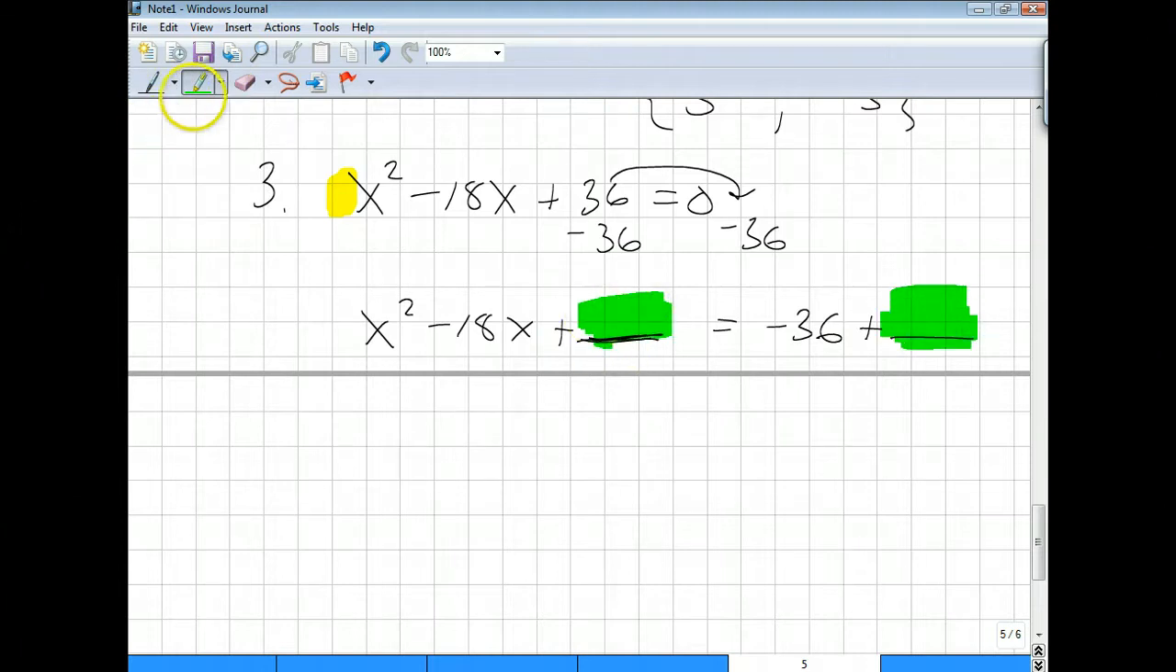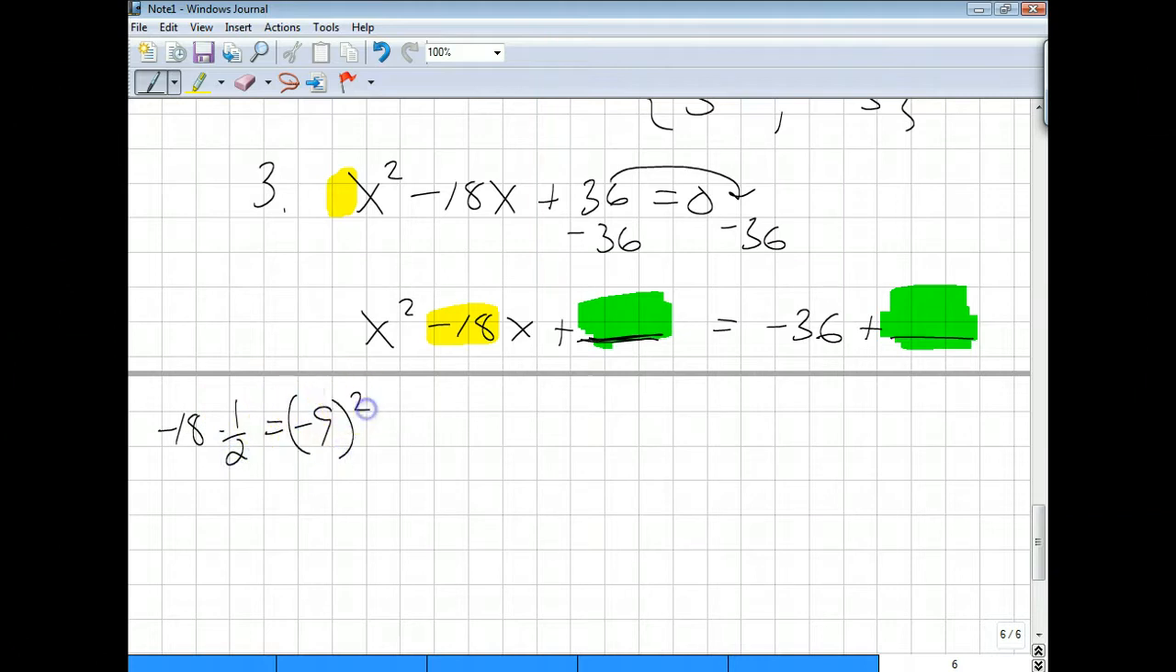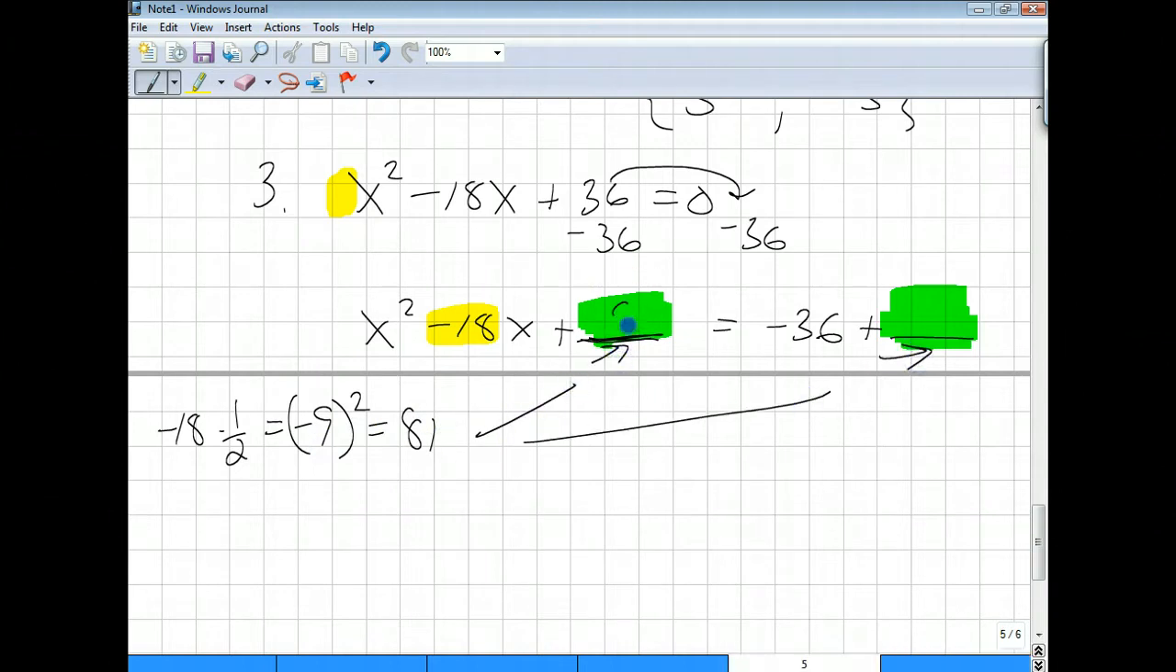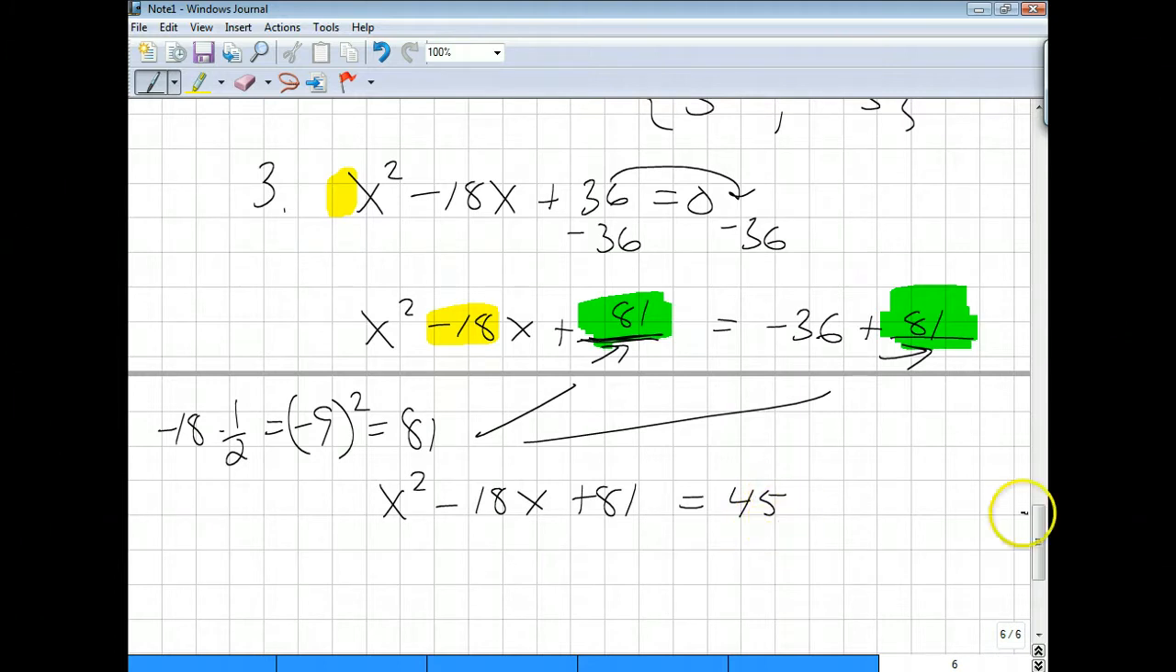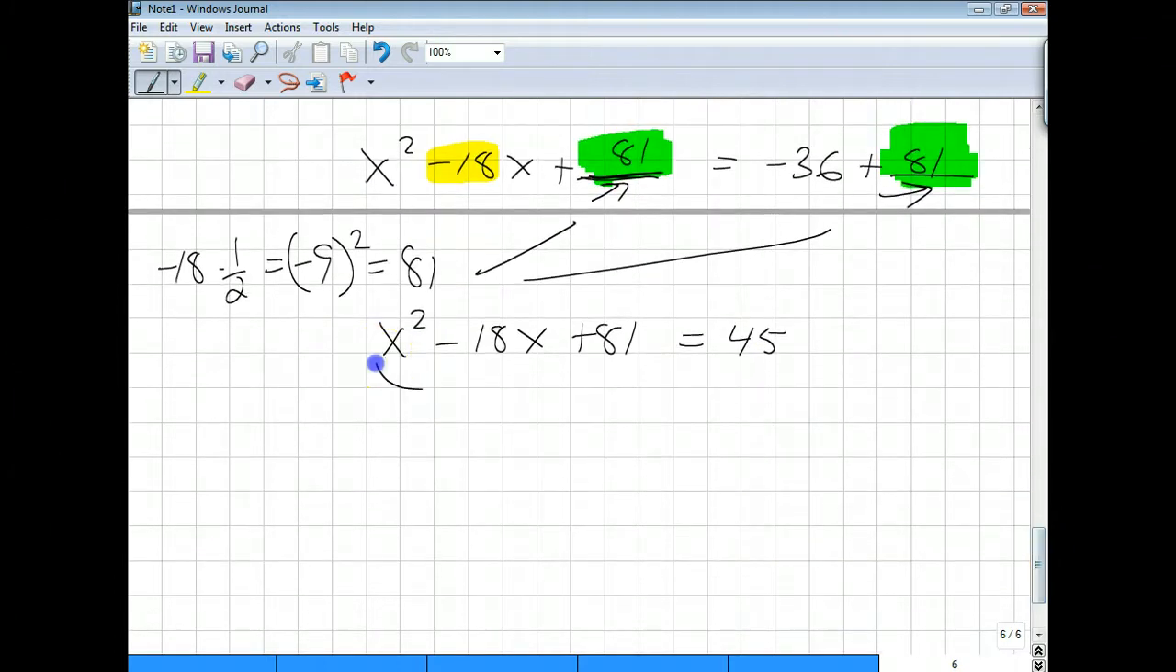So where does that come from? That's right, it comes from this negative 18. We take the negative 18, multiply it by a half, or divide it by 2, gives us negative 9, squared gives us 81. So that is the number that gets added here and here. So I'm going to have x squared minus 18x plus 81 equals, what is that, 45? Yeah, positive 45.